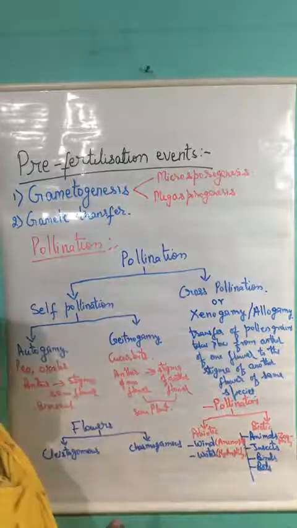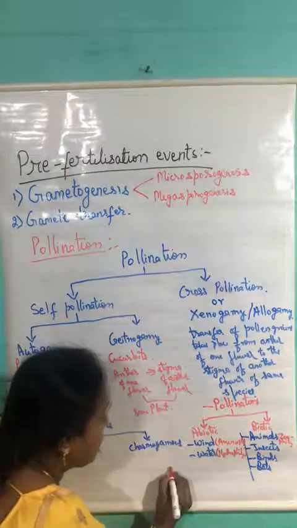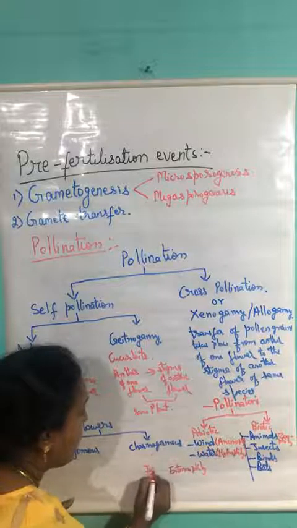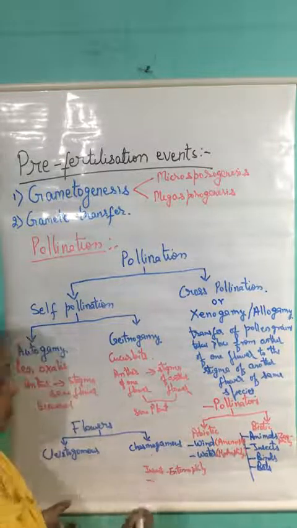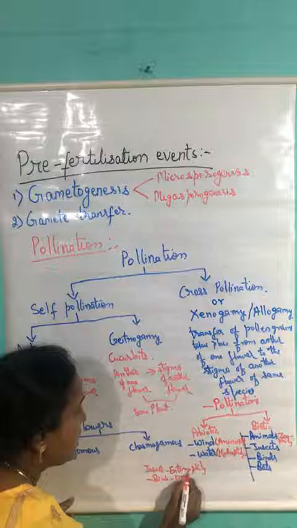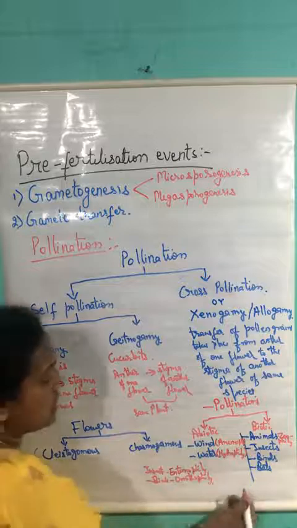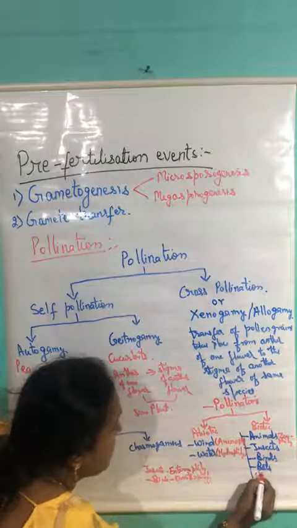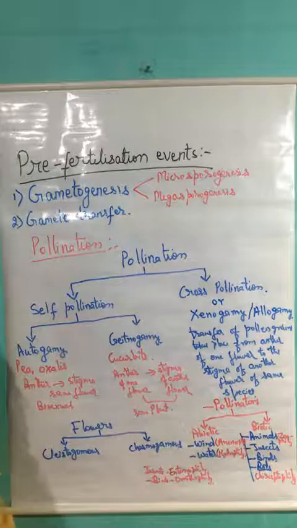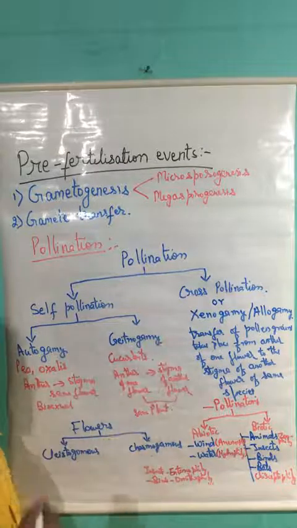If the pollination takes place with the help of insects, then it is known as entomophily. If the pollination takes place with the help of birds, then it is known as ornithophily. Similarly, if the pollination takes place with the help of bats, then it is known as chiropterophily. So here we have discussed that pollination can basically be of two types, self and cross-pollination.